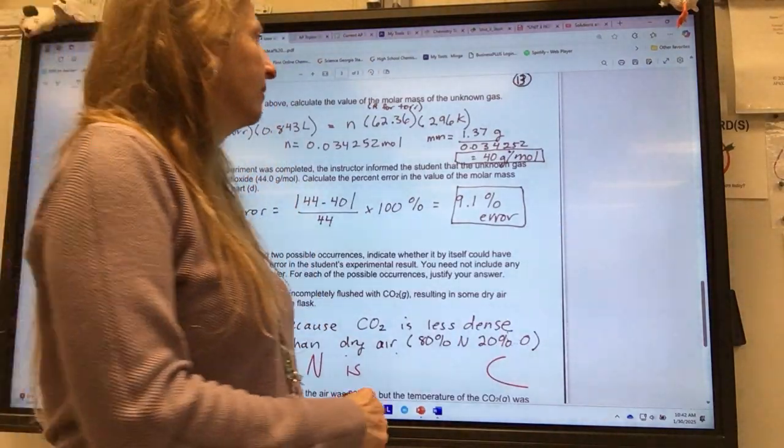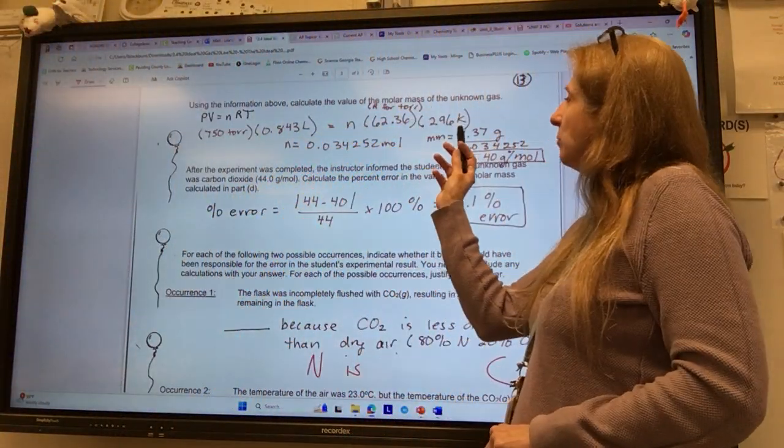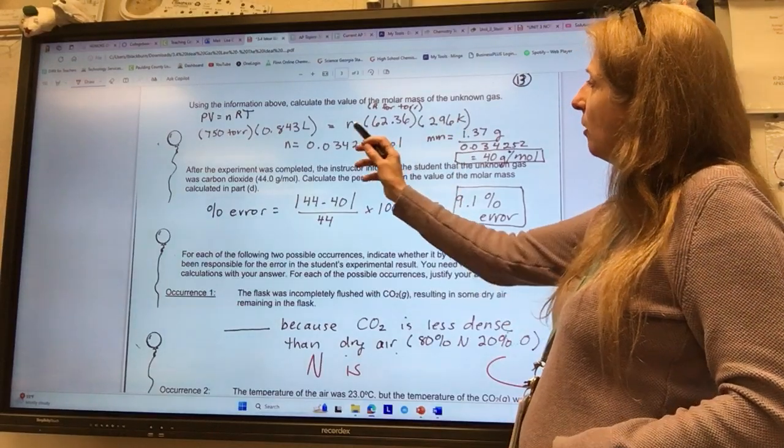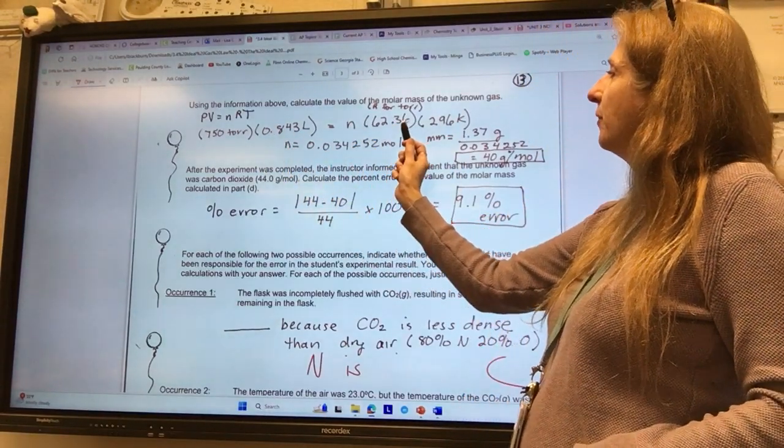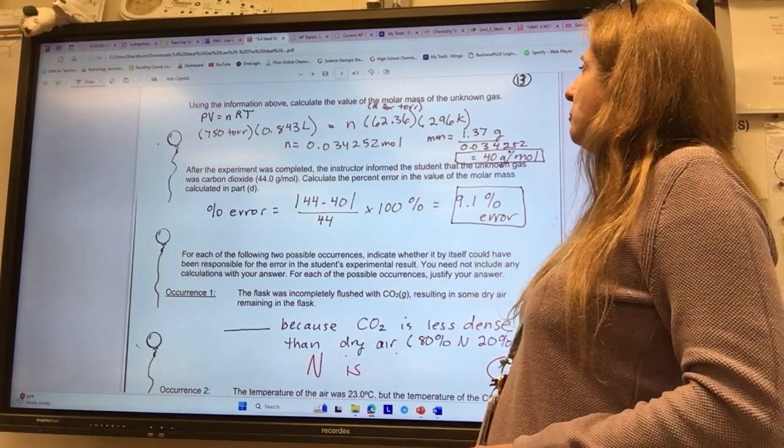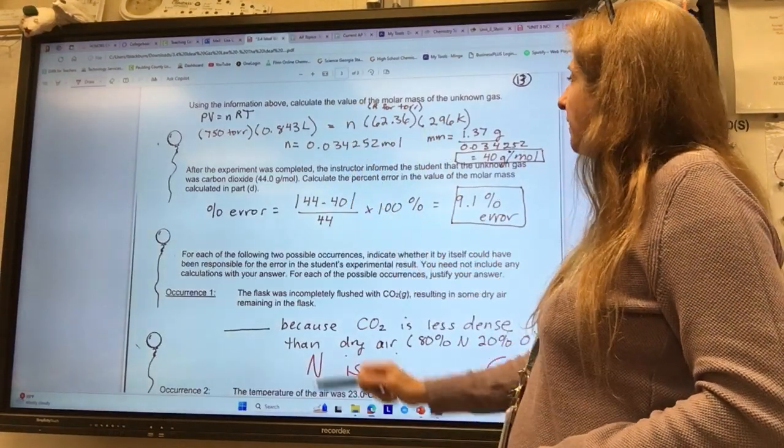But this would be like giving them the problem if not. And then that was our temperature. So we solve for N. We multiply these together, then divide by 62.36, enter, and then divide by 296 Kelvin, enter, and that's N.